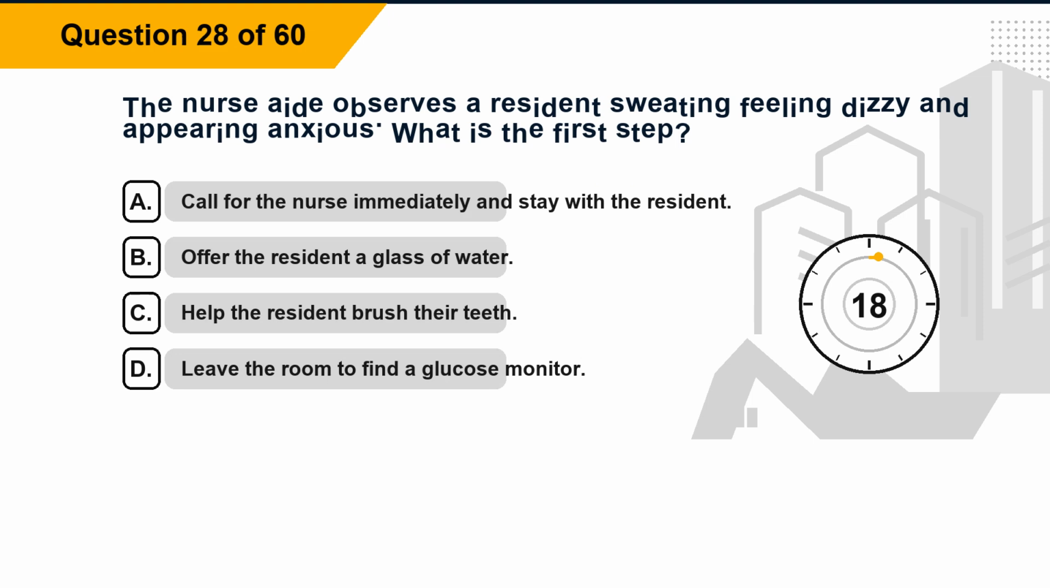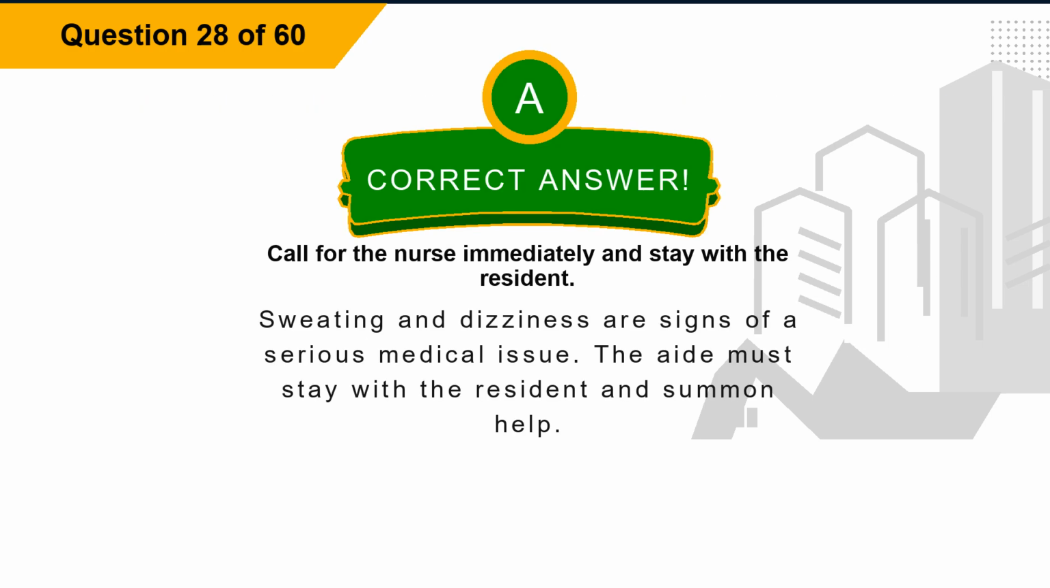Question 28. The nurse aide observes a resident sweating, feeling dizzy and appearing anxious. What is the first step? Option A. Call for the nurse immediately and stay with the resident. Option B. Offer the resident a glass of water. Option C. Help the resident brush their teeth. Option D. Leave the room to find a glucose monitor. The correct answer is option A. Call for the nurse immediately and stay with the resident. Explanation. Sweating and dizziness are signs of a serious medical issue. The aide must stay with the resident and summon help.